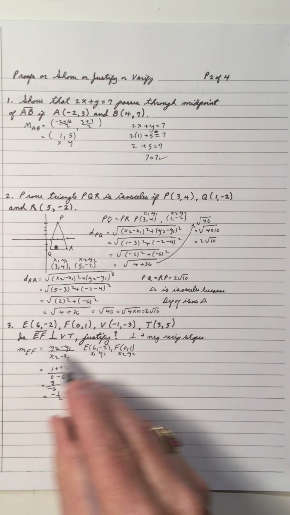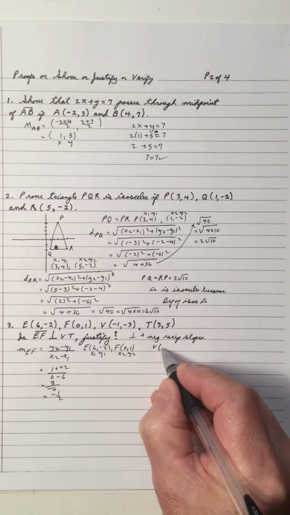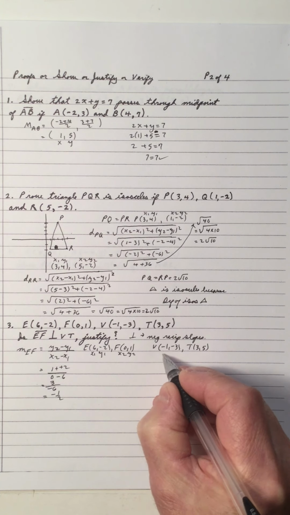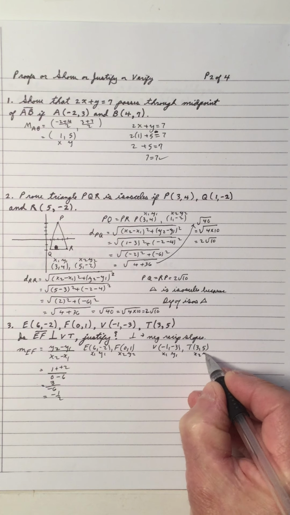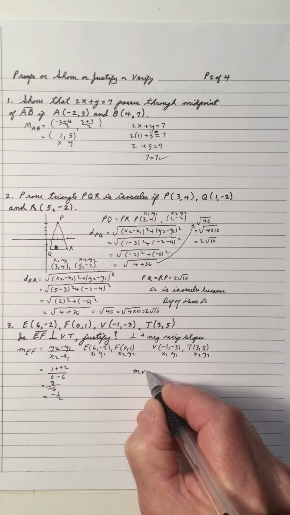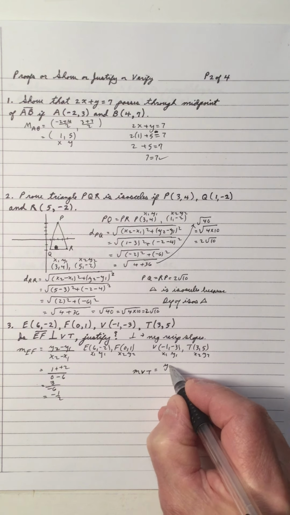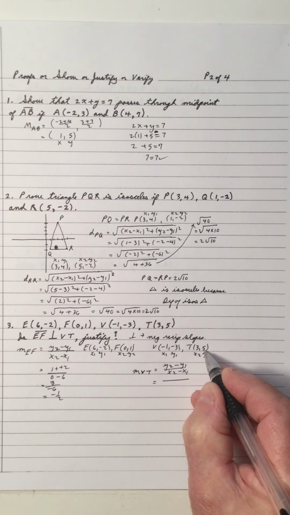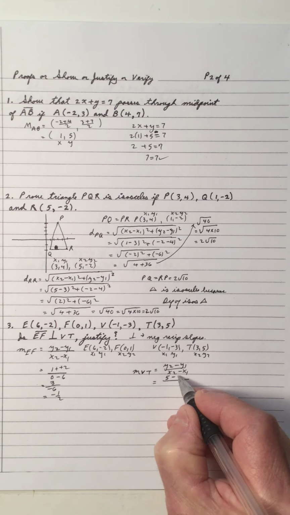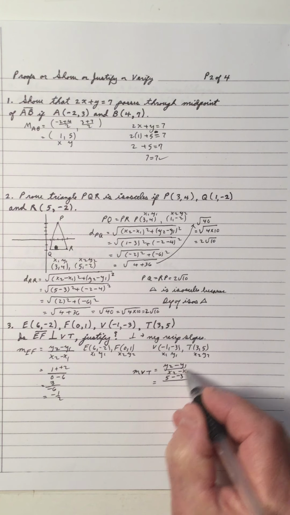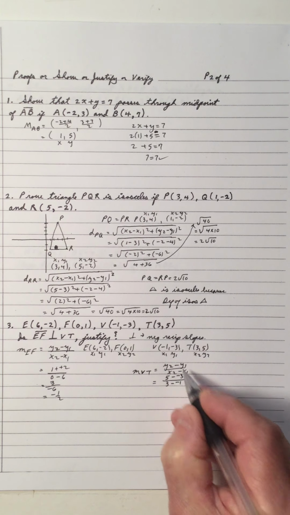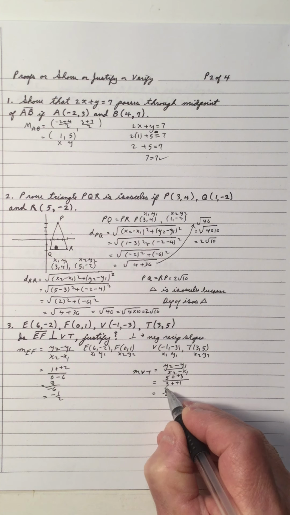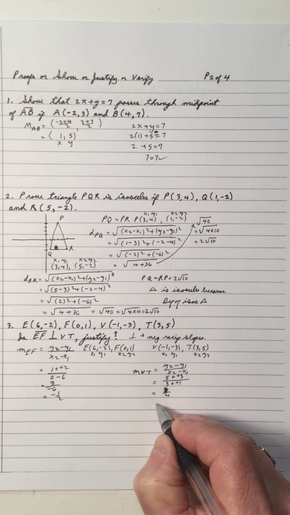And we're looking at VT. So V is negative 1, negative 3, and T is 3, 5. So if we call this one x1, y1, x2, y2, so the slope of VT, slope is y2 minus y1 over x2 minus x1. So y2 is a 5 minus a negative 3, which is y1. x2 is 3 minus a negative 1, which is x1. We got a double negative and a double negative, so that's 8 over 4. And 8 over 4 becomes 2.